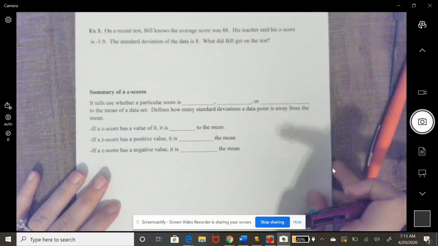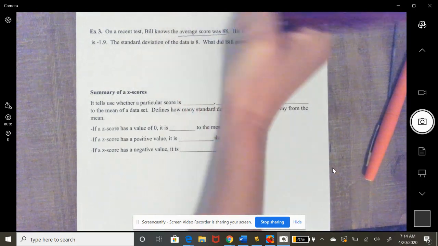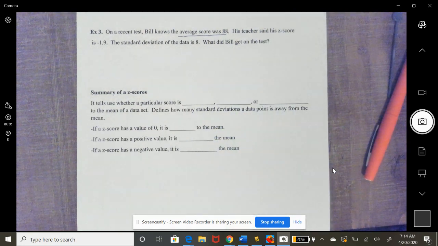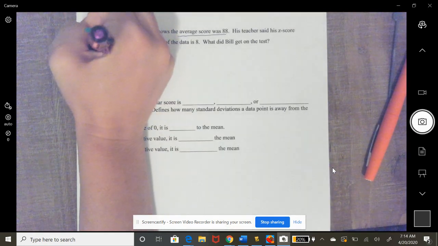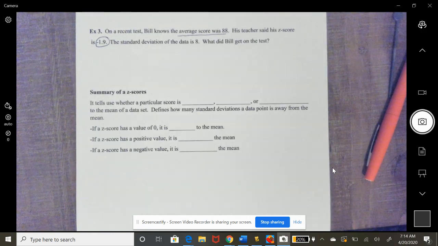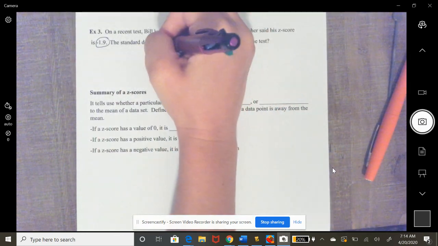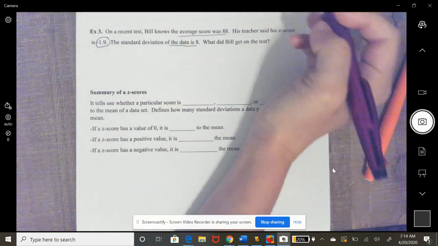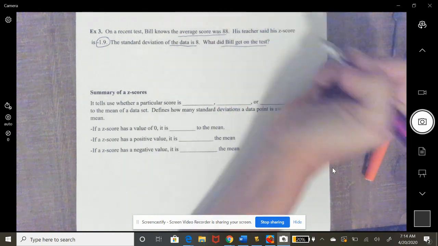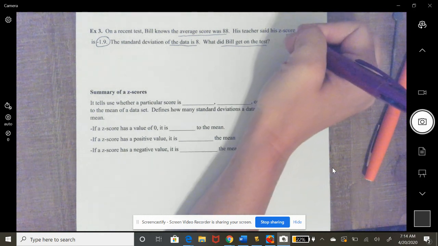We're going to talk about how to use a z-score to actually find a data point. So on a recent test, Bill knows the average score was 88, so that's our mean. His teacher said his z-score is negative 1.9. So it must have been a math teacher because she was giving out z-scores instead of the actual scores. The standard deviation of the data is 8. We want to know, what did Bill get on the test? So we're not looking for the z-score, we're actually looking for his data point.